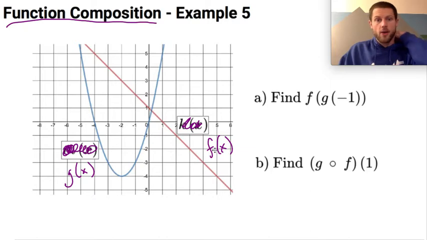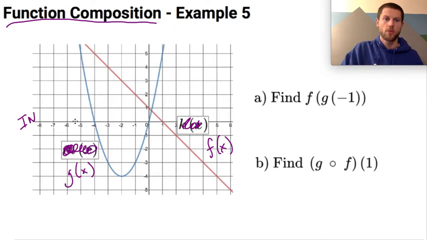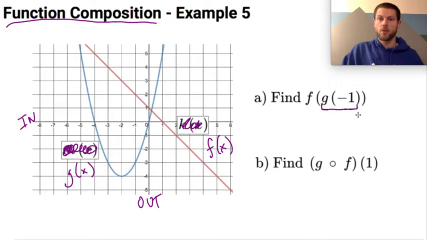So, okay, here I have two functions, and I want to find what f of g of negative 1 is. And I don't need to have an equation. I can just use these graphs. All I need to do is remember that my inputs are my x-axis and my outputs are my y-axis. So let's work from the inside outwards to find what f of g of negative 1 is. Let's begin by finding what g of negative 1 is.